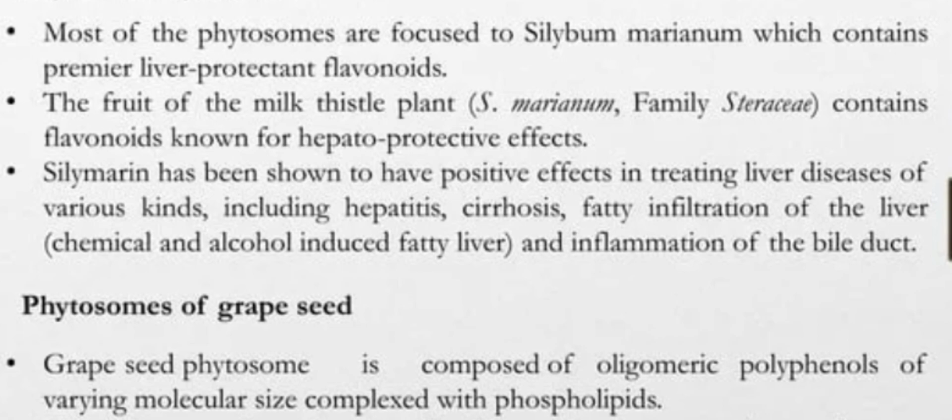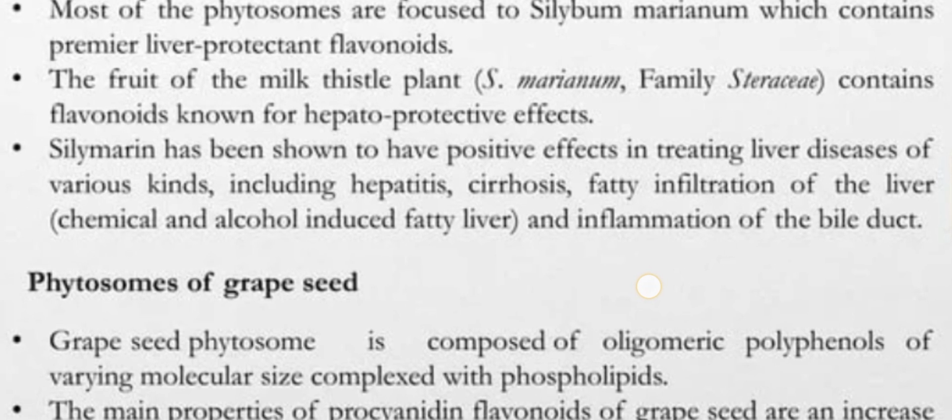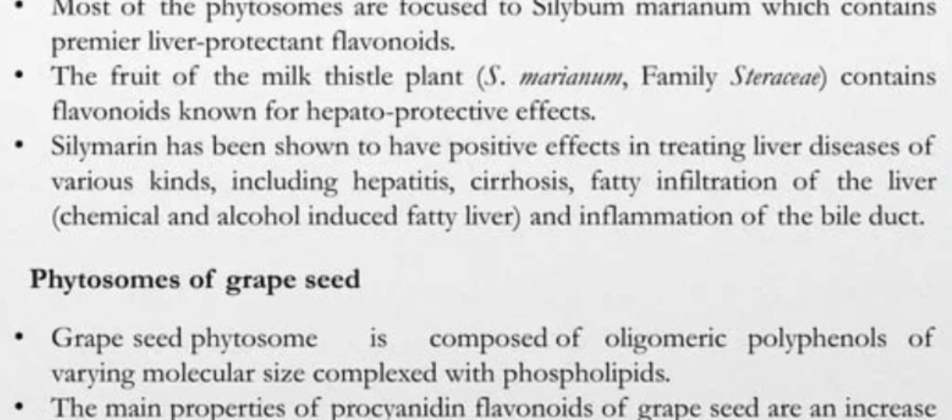It belongs to the Asteraceae family. It consists of flavonoids known for hepatoprotective activity. Next, silymarin, another important phytoconstituent. It has been shown to have positive effects in treating liver diseases of various kinds, including hepatitis, liver cirrhosis, fatty infiltration of the liver, I mean chemical and alcohol-induced fatty liver, and inflammation of the bile duct. In this condition, this type of phytosome can be applicable.